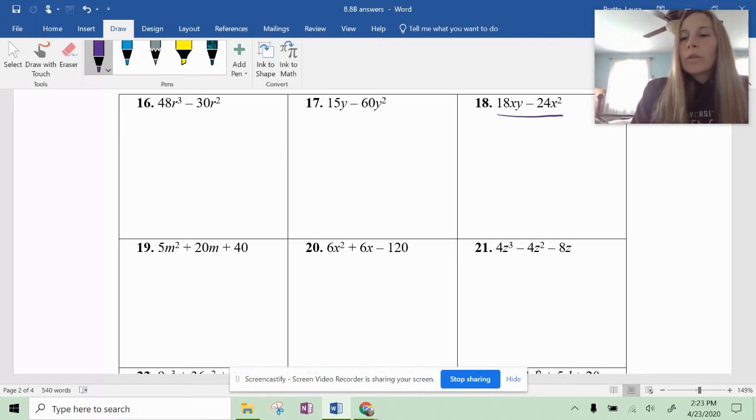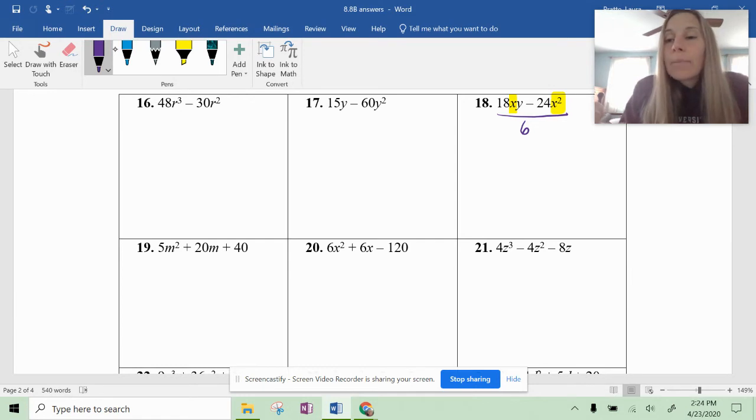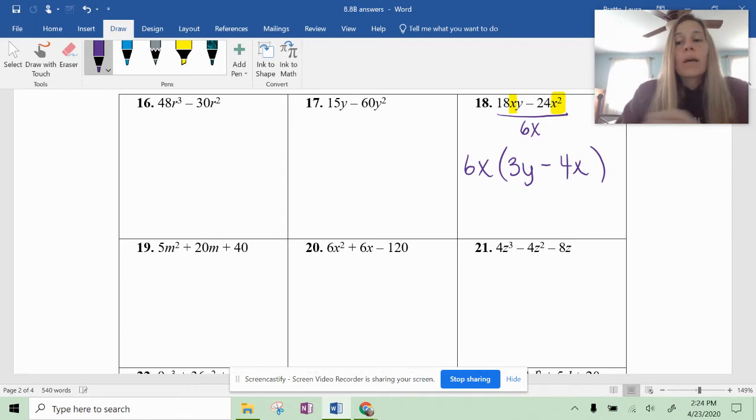So 18, I want to look for a GCF. So first I'm going to look at the numbers. So 18 and 24, the largest number I believe that I can divide those by is 6. And you'll notice that they each have some form of an x. The first term also has a y, but the second one doesn't, so we can't take that out. But I can take out a single x. So I'm going to put my GCF in the front of my parentheses. 18 divided by 6 is 3. The x's would cancel out, but I still have that y. Then 24 divided by 6 is 4, and x squared divided by x would leave me with a single x. So that's what that one would look like.